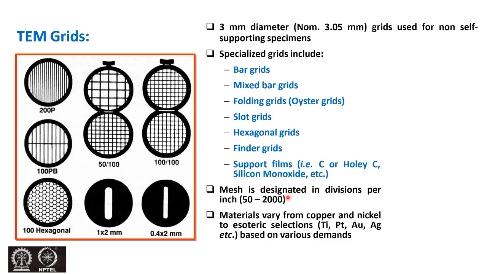Then mesh is designated in divisions per inch. So this is 50 per 100 inch, 50 divisions per 100 inches, or 100 divisions per 100 inches. Likewise, these are designated. Then materials vary from copper and nickel to esoteric selections like titanium, platinum, gold, silver, etc., based on the demand or application. The diameter of this grid is around 3 mm. These are used for non-self-supporting specimens like powder specimens or quantum dots or nanoparticles.